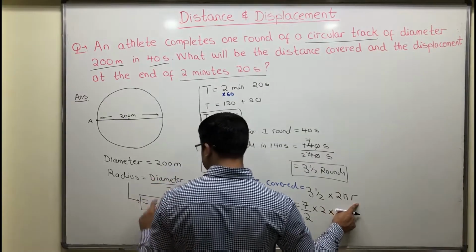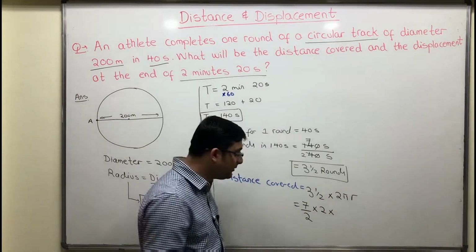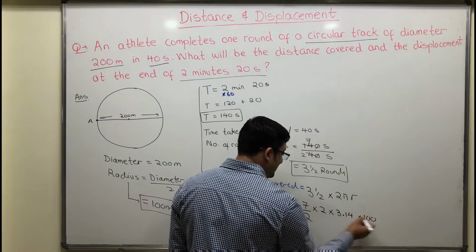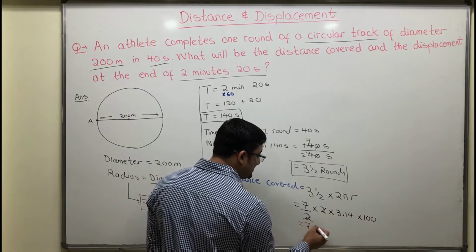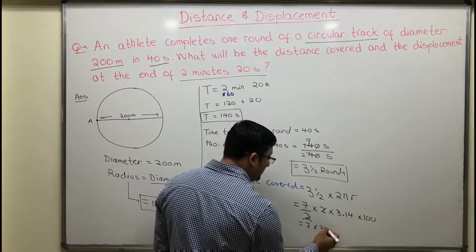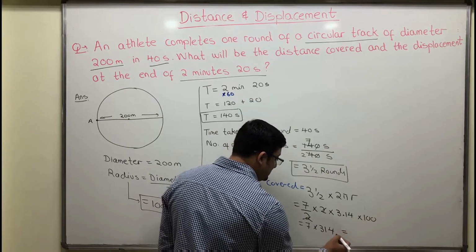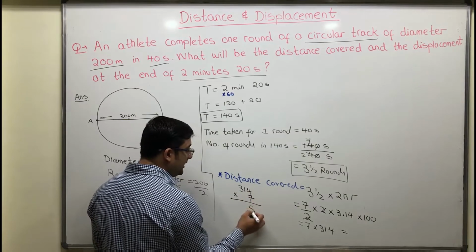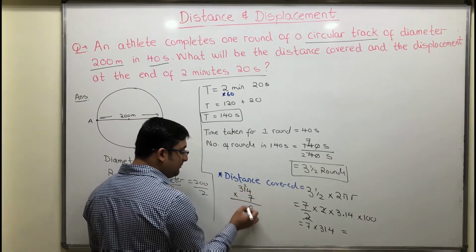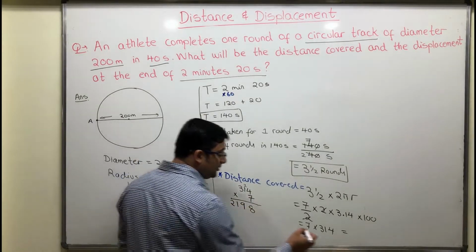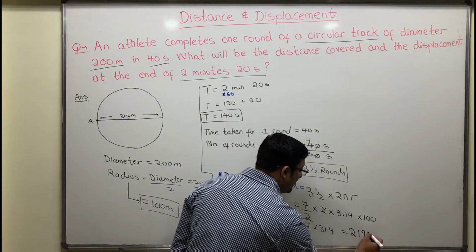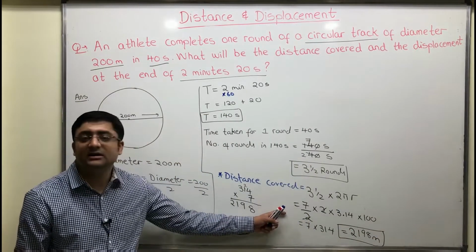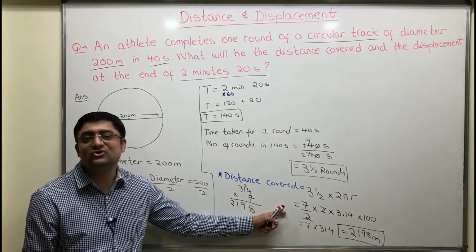Now see, guys, what is the radius? Radius is 100 meters. It's not a multiple of 7, so take pi as 3.14 into radius, that is 100. The 2 and 2 cancel. We get 7 into 3.14 into 100, that is 7 into 314. 314 into 7: 7 times 4 is 28, 8 carry 2. 7 times 1 is 7, plus 2 is 9. 7 times 3 is 21. So we get 2,198 meters. This is the distance traveled by the athlete in 2 minutes 20 seconds, which is a lot, right? Almost 2.2 kilometers.